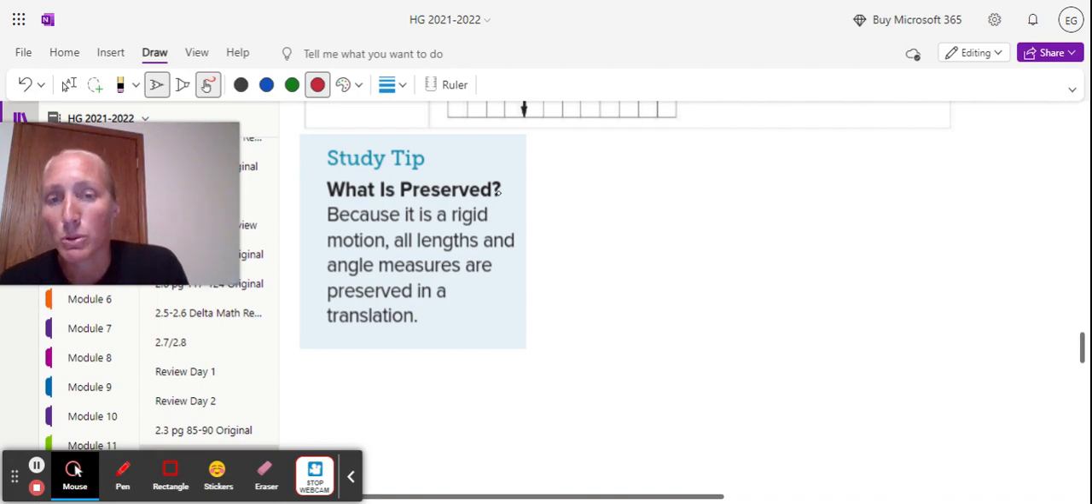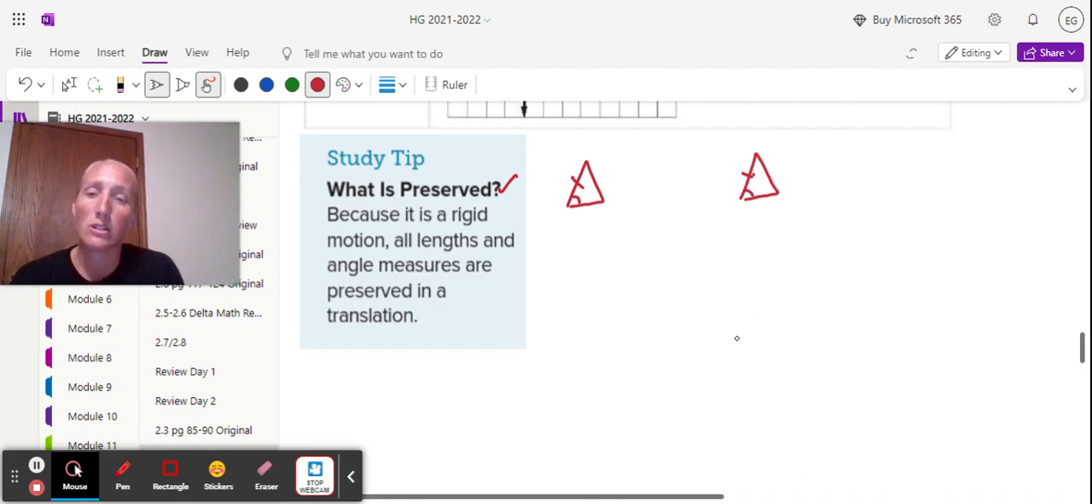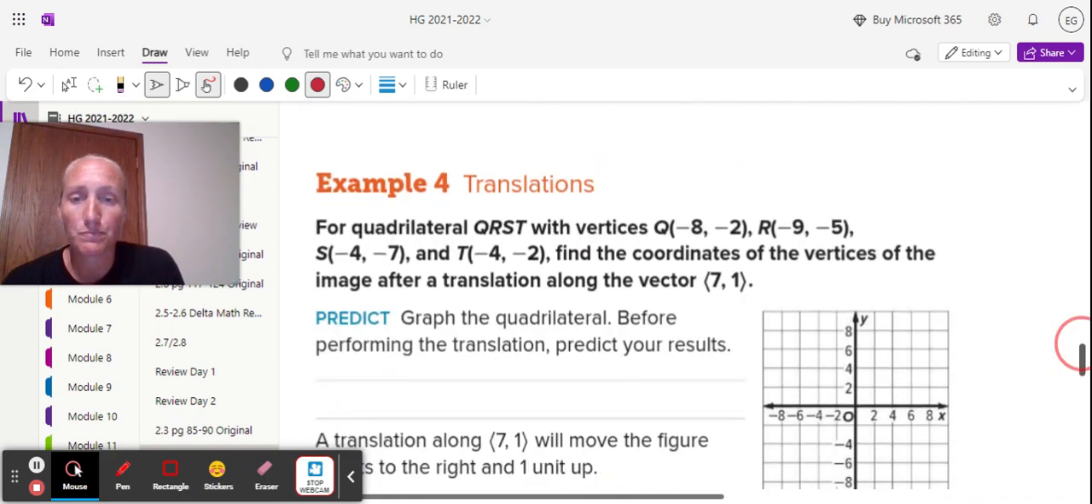We've been using this word preserved, or you've seen this word preserved. All that means is because it is a rigid motion, all lengths and angle measures are preserved in the translation. That means that they stay the same. So if I take this triangle and I translate it over here and make this triangle, the length of this side and the length of this side stay the same. I didn't change that. As well as the angle measure of this one and the angle measure of this one stayed the same. So we preserve those measurements as we move them within each one of these transformations.